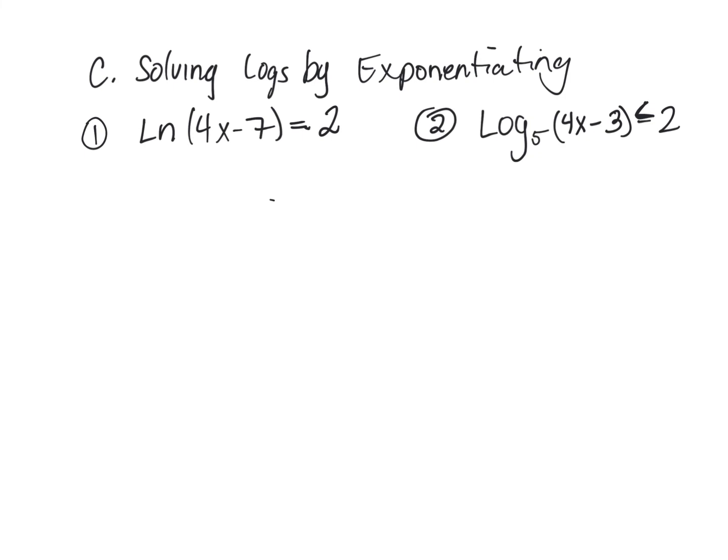So for number 1, what's the base of ln? E, right? So basically exponentiating means I'm going to take this and I'm going to make both sides e to the power: e to the ln of 4x minus 7 equals e squared. Why? Because what happens with e to the ln? It cancels, right? And we end up with 4x minus 7 equals e squared.